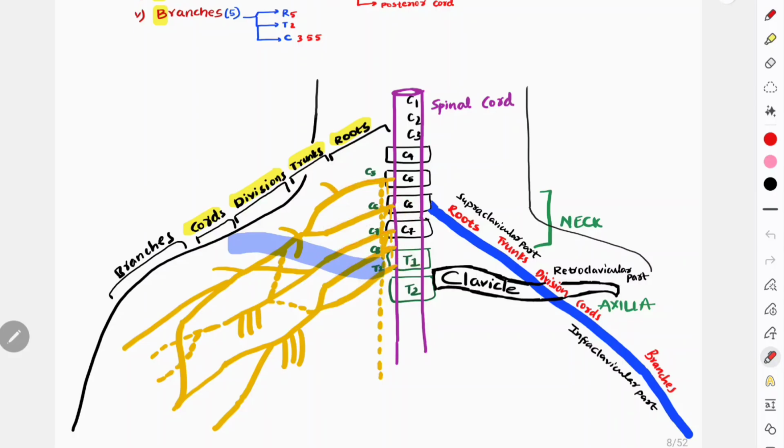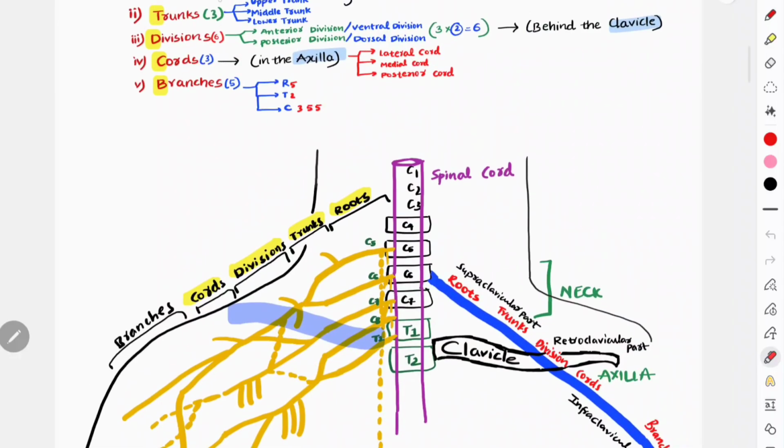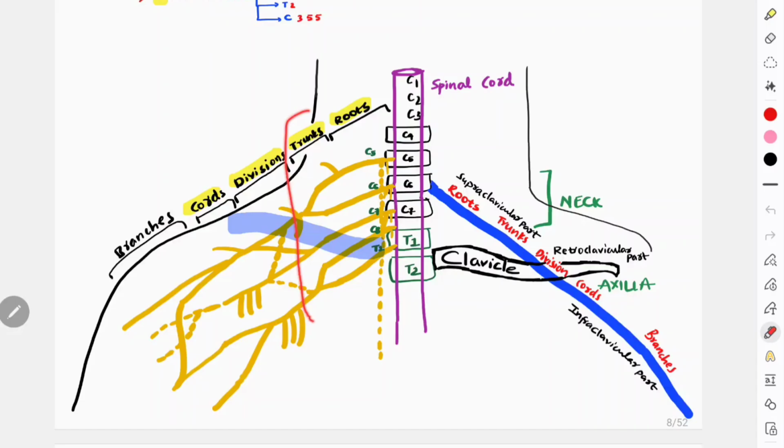So 5 roots, as we have discussed earlier. These roots unite. See, C5 and C6 unite to form one trunk. C7 alone forms another trunk, the second trunk. C8 and T1 unite to form the third trunk. So first trunk, second trunk, third trunk. So there are 3 trunks.